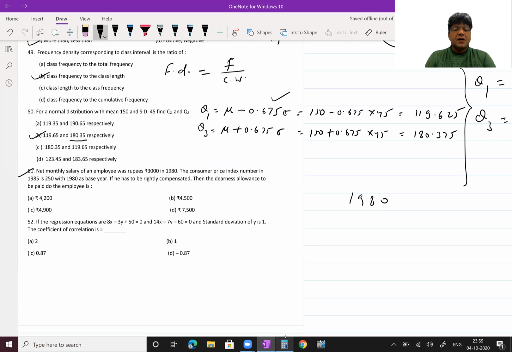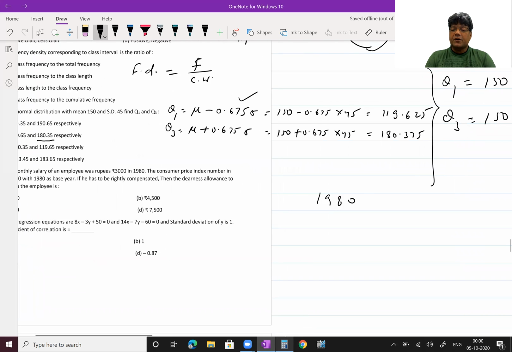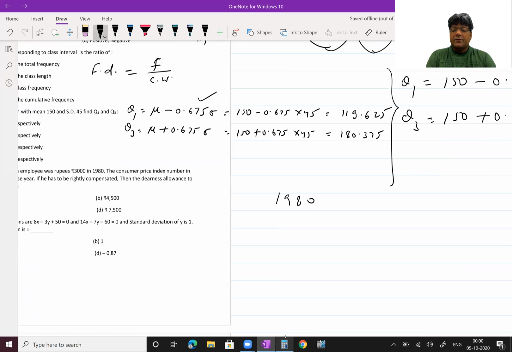1980 is the base year. The consumer price index number is for 1985. Okay, two years, guys, 1985 and 1980. So here your current year is 1985, the previous year is 1980, and we have the index and the salary.